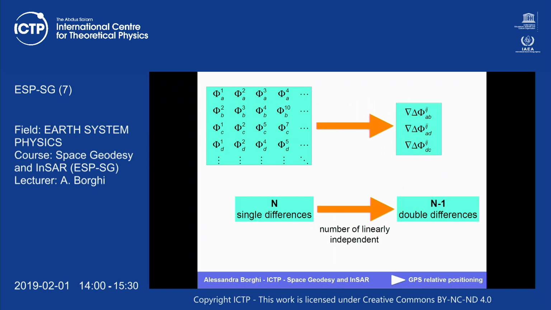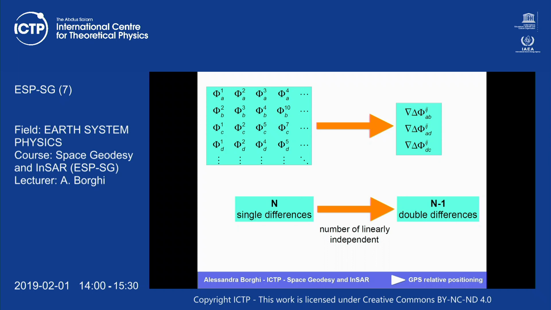So, for example, for a network of stations A, B, C, D, and so on, and satellites 1, 2, 3, 4, and so on, we want to create double differences. But if we have n single differences, the number of linearly independent double differences is given by n minus 1.